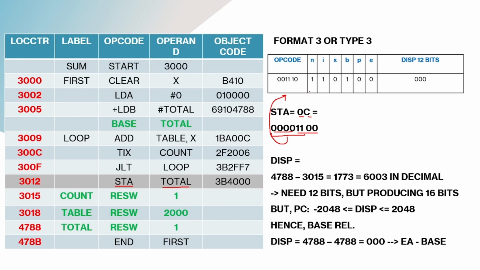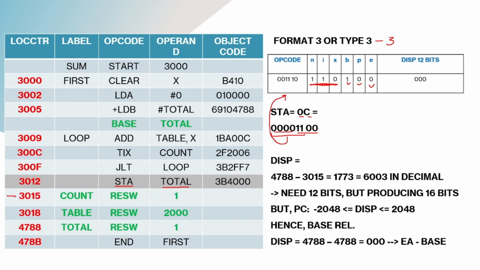NIX BP, you'll feed it right here, and this you can set by yourself: 1 1 0, because it's simple. And then B, we'll look into this. Don't set any of these, and extend it 0 because we're using format 3. It takes up 3 bytes, and the displacement we'll calculate.